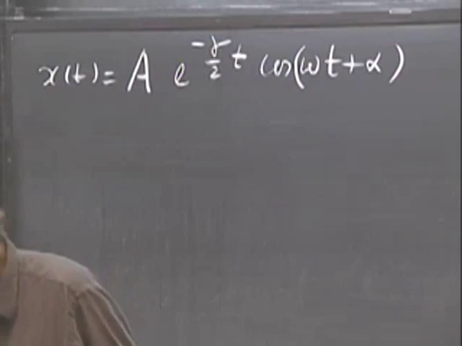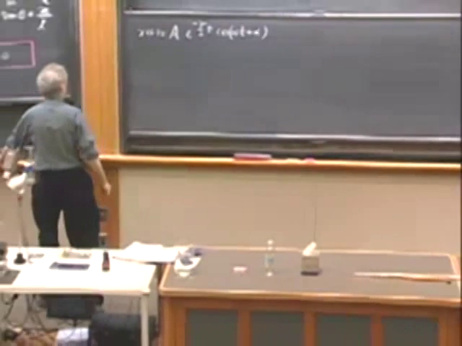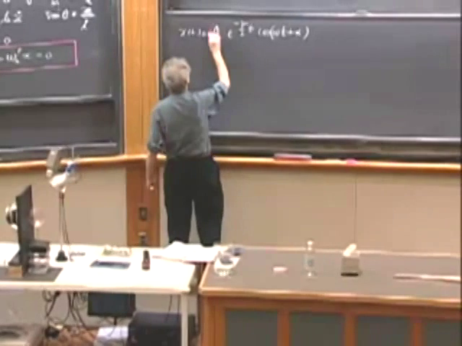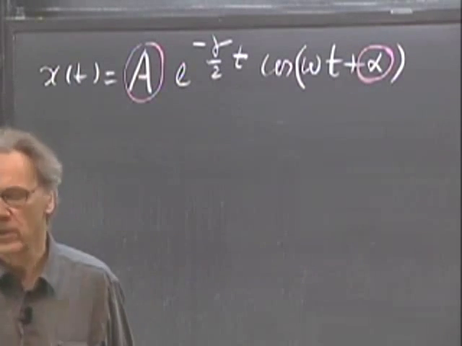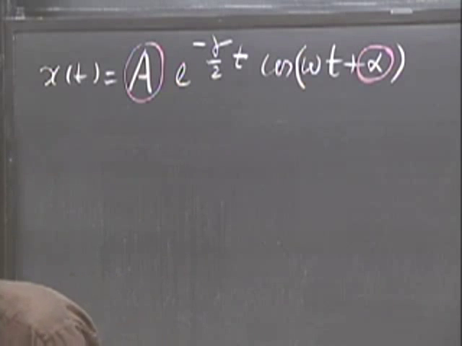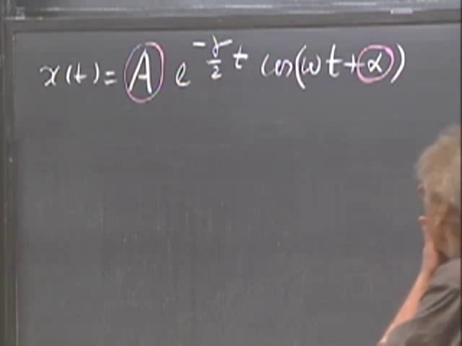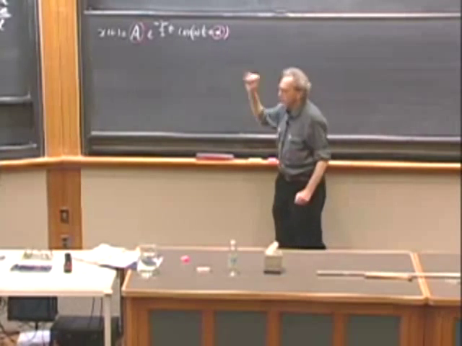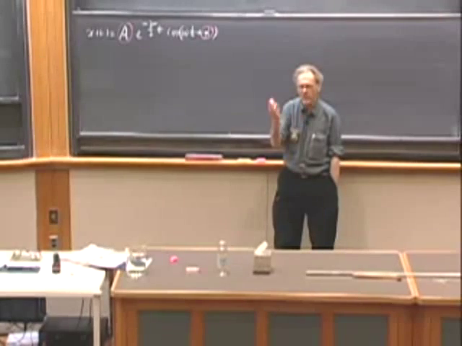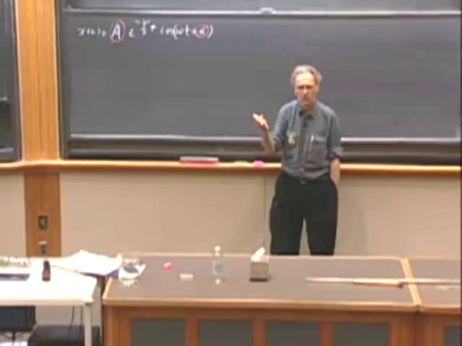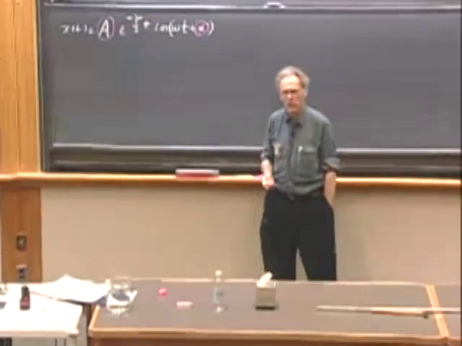If you knew the initial conditions, then you can find what the amplitude is, and you can find what the angle alpha is. If you don't know the initial conditions, then you do not know this. There is another way that you can write this form, which is sometimes better. And I cannot tell you when it is better and when it is not better. It depends on the initial conditions.